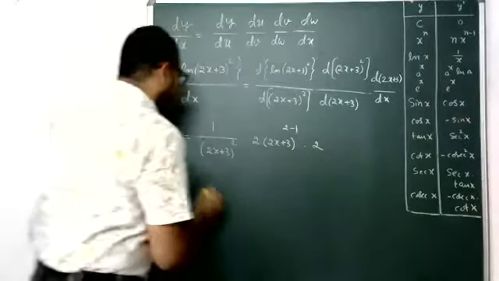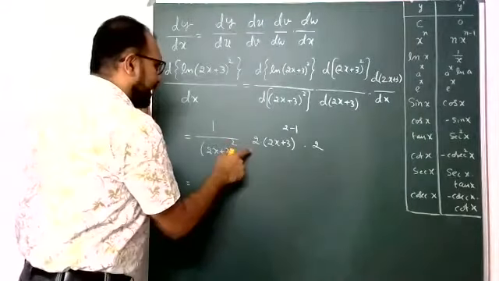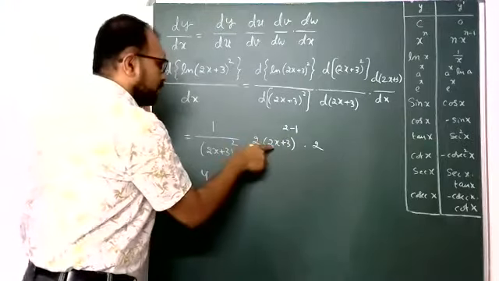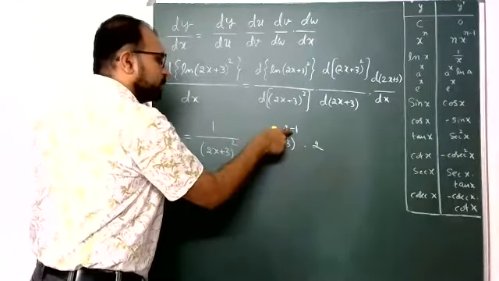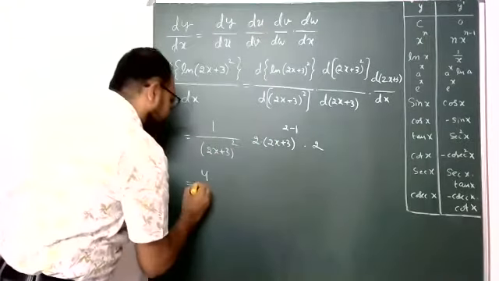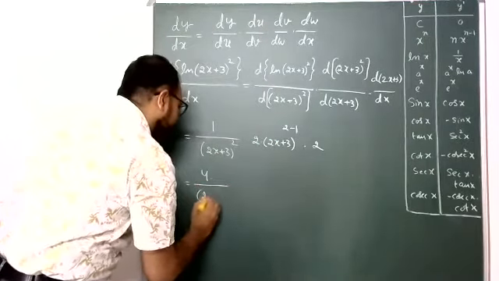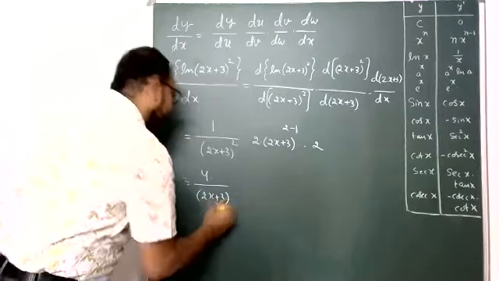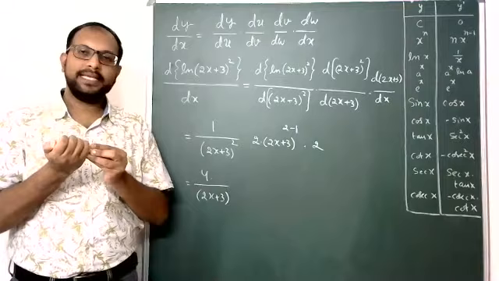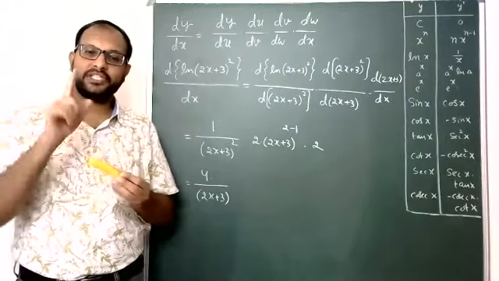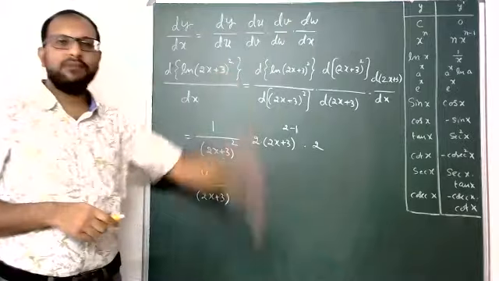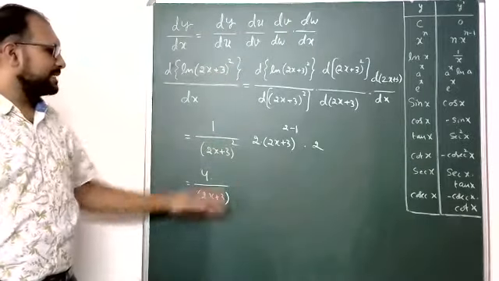So final answer I am writing here. 2 into 2, 4, into (2x plus 3) to the power 2 minus 1 means 1. 2x plus 3, 2x plus 3 cancel. 4 divided by 2x plus 3 is the final answer. Yes, now in this example, 3 links in a chain I used. Maybe complicated problems even go beyond 4 also. Yes, in this example, this is the answer.